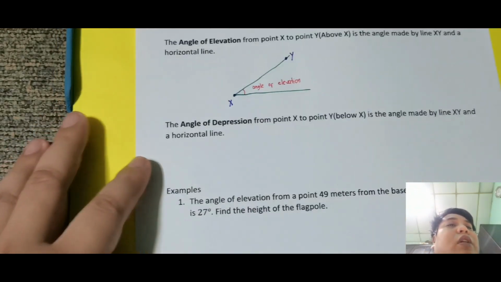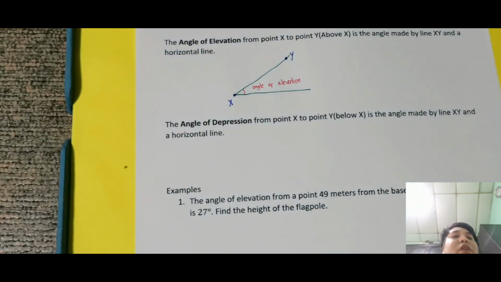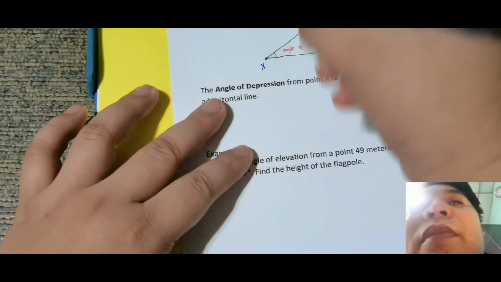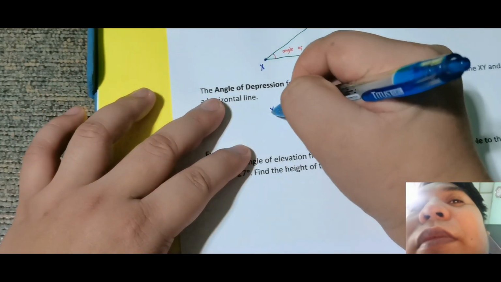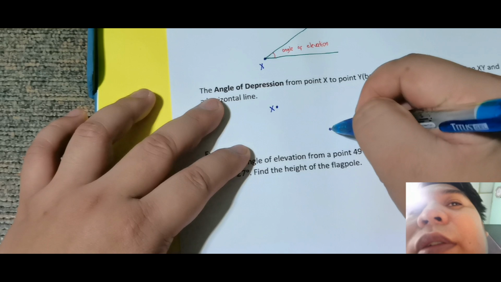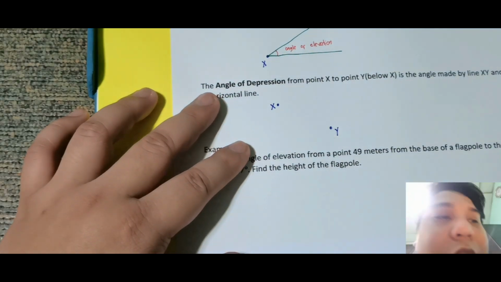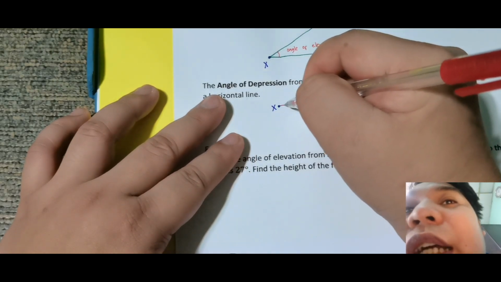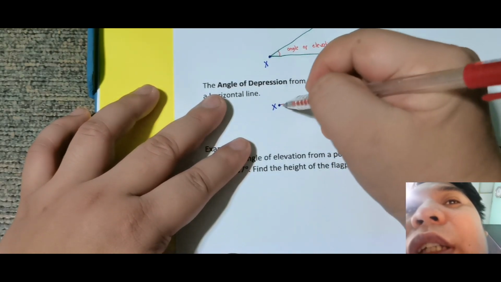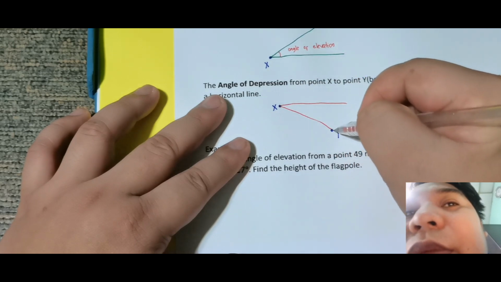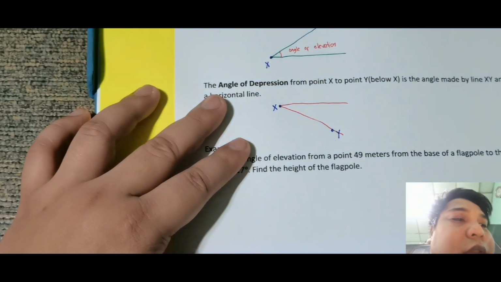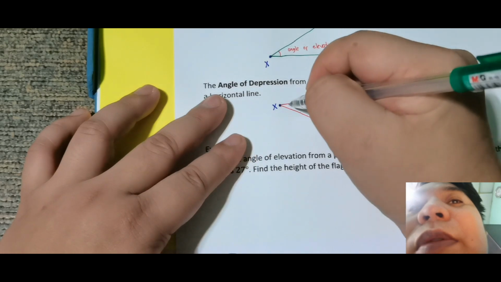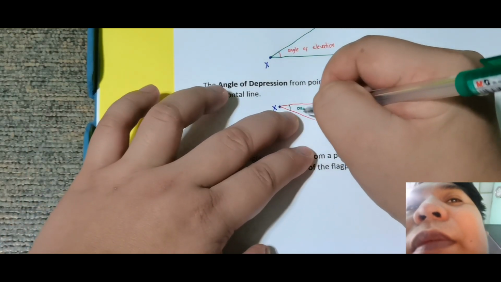So, drawing ko lang muna ito, no? The angle of depression from point X to point Y below X is the angle made by the line XY and the horizontal line pa rin. Similar thing. Ang pinagkaiba, nandito daw si point X. Nandito si point Y, kasi below eh. So may mapuform daw na angle na line dyan. Let's say ito yung horizontal line sa taas. Then this is the line XY. Ang tawag dito sa angle na mapuform natin dito is the angle of depression.